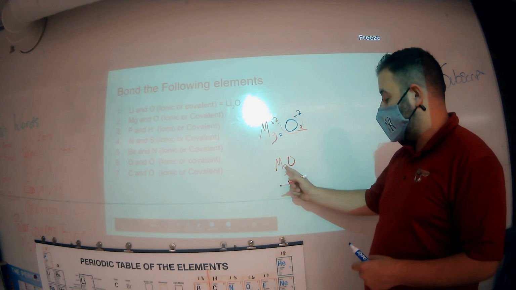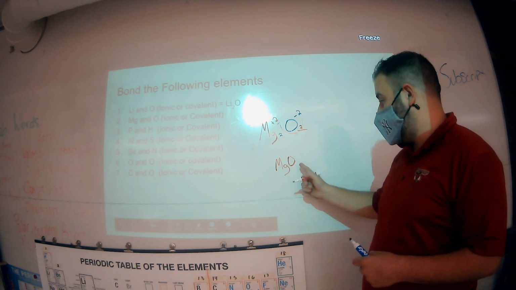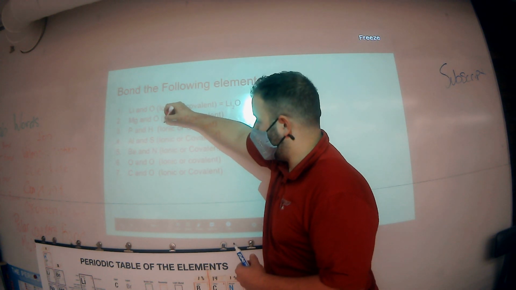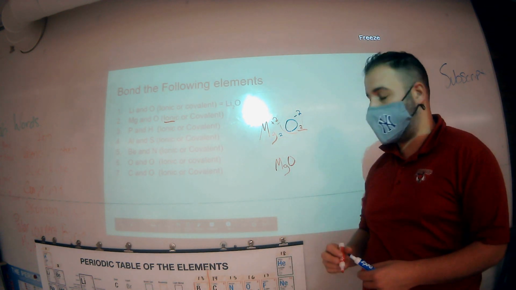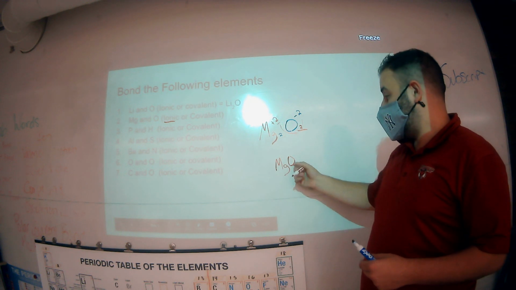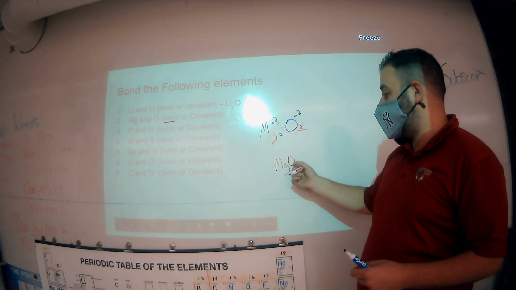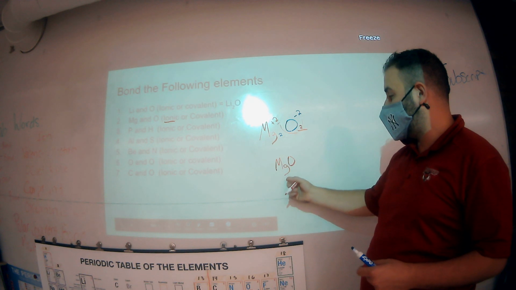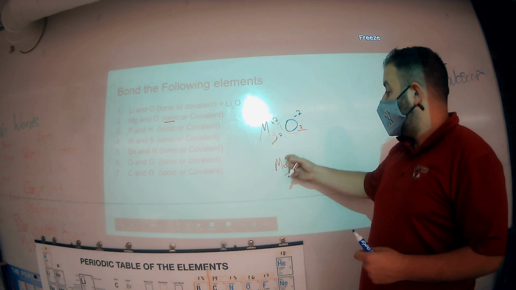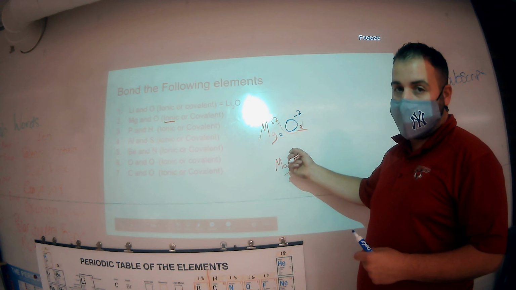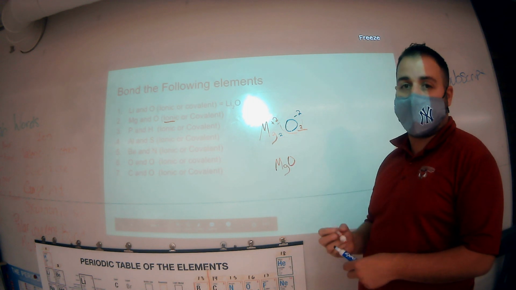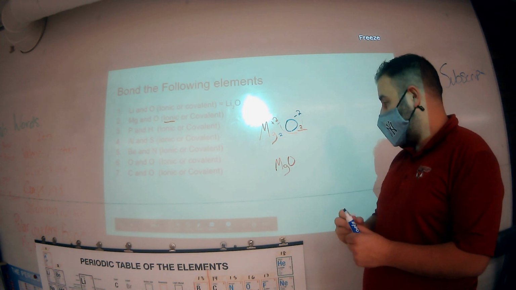Since magnesium is a metal and oxygen is a nonmetal, this is going to form an ionic bond. They're not going to share the electrons. Magnesium is going to give the electrons to oxygen. Oxygen is going to gain a -2 charge. Magnesium is going to become a +2 ion. The oxygen will become negatively charged. The magnesium will become positively charged. The opposites will attract, and they will grab onto each other. And we get magnesium oxide.